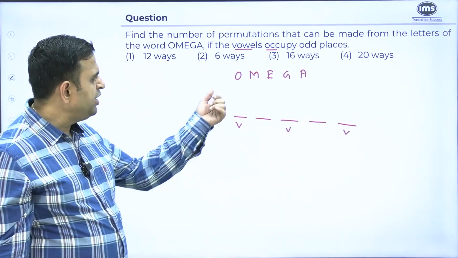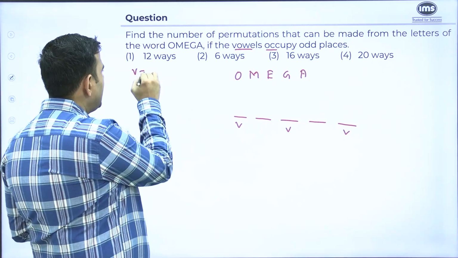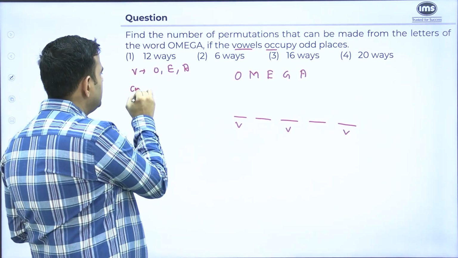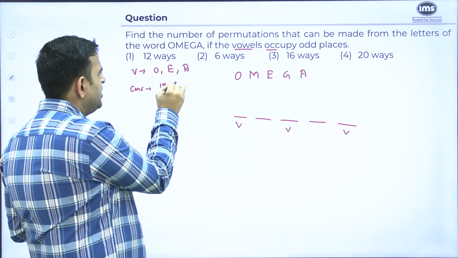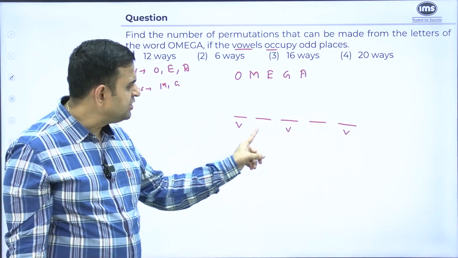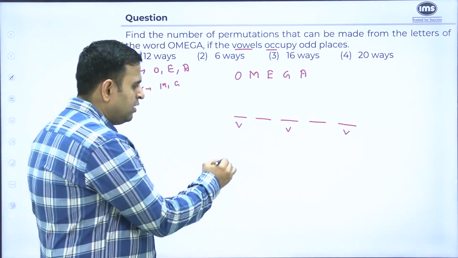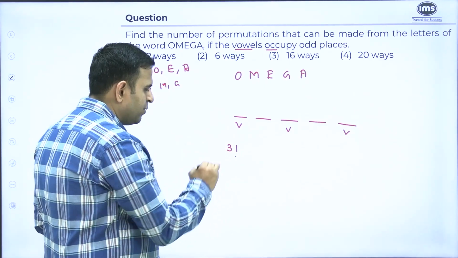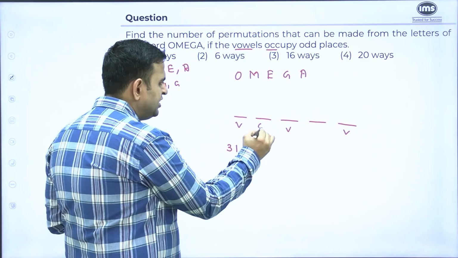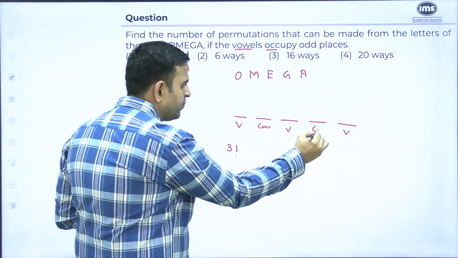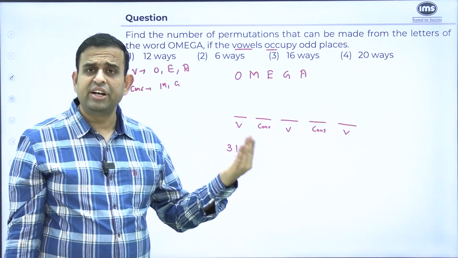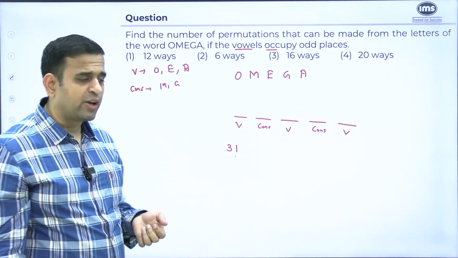So understand the 3 vowels. So the vowels basically, one can say, are O, E and A, and the consonants are M and G. So the three vowels O, E and A can be arranged in these three places in how many ways? So one can simply say 3 factorial. And what about the two consonants M and G? So these two places will be taken up by the consonants. And the two consonants over here in the second and the fourth slot can be arranged in nothing but two ways, or one can say 2 factorial ways.